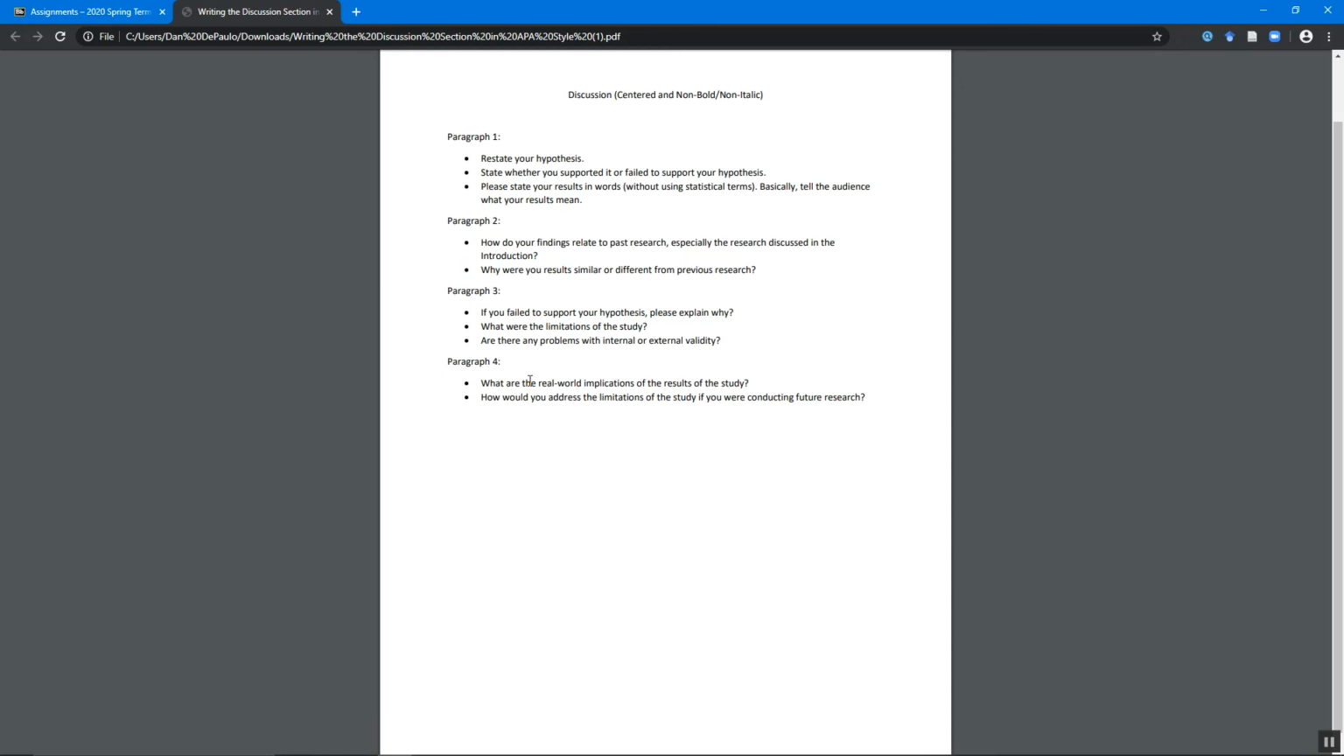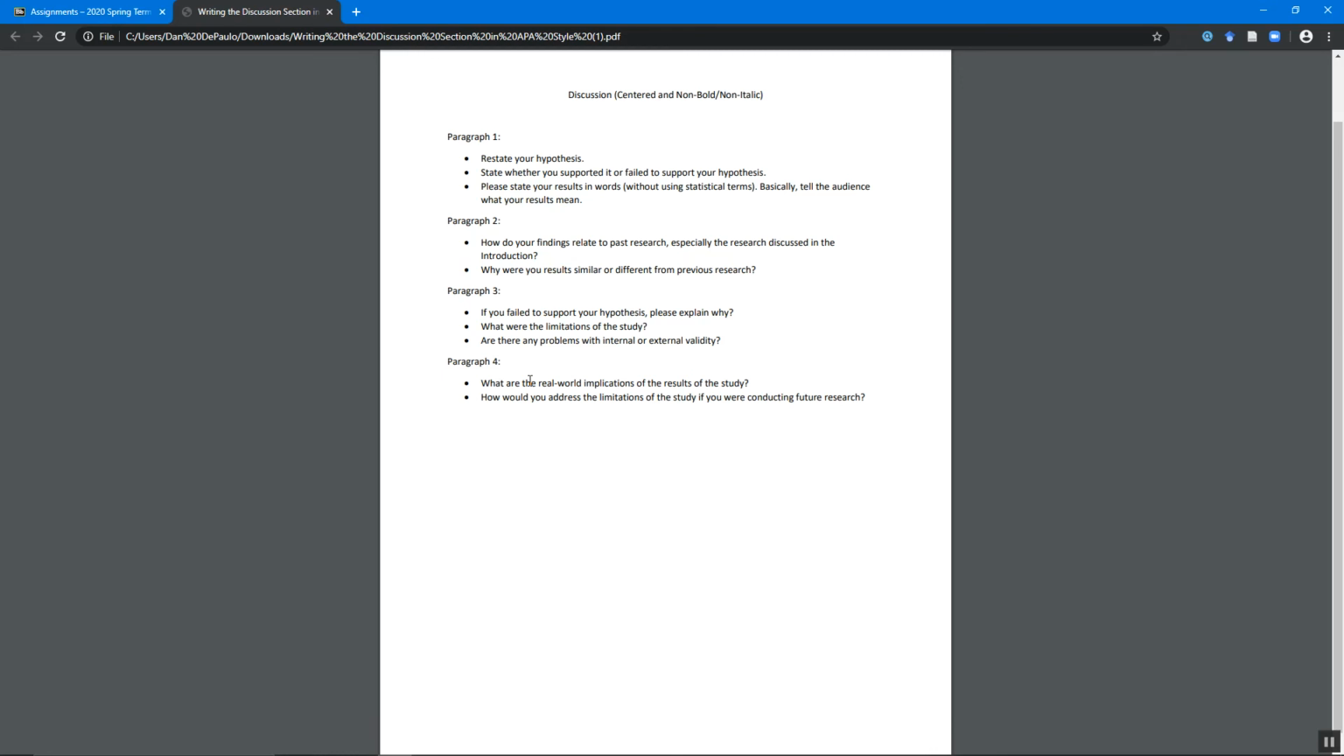Are there problems with internal or external validity? So internal validity is cause and effect. Can we draw cause and effect conclusions from the study? No. Why not? Well, for one, we don't have random assignment to conditions. If you do not have random assignment to the conditions, you cannot draw cause and effect conclusions, and therefore you're going to have a limitation with internal validity.